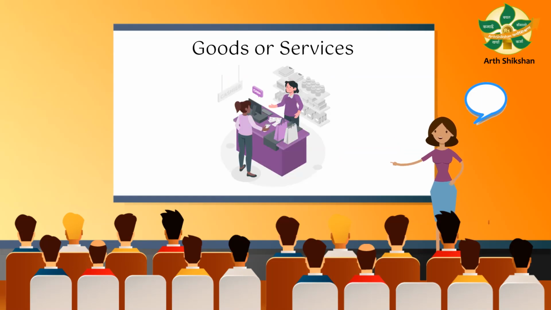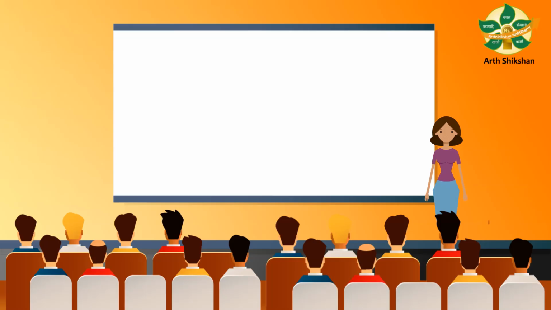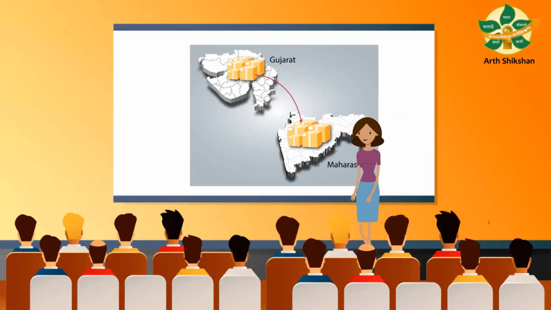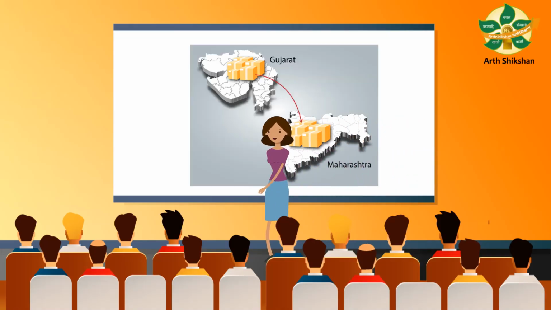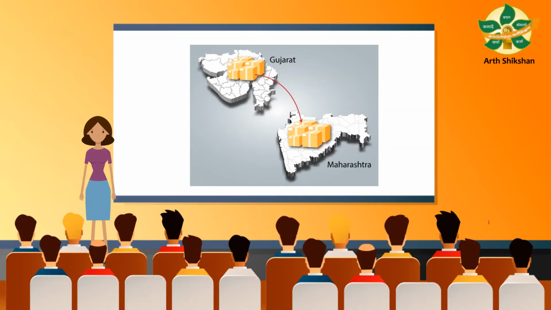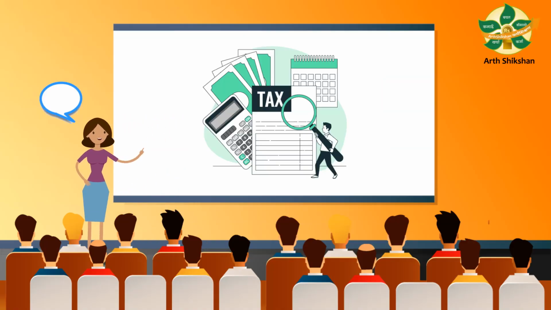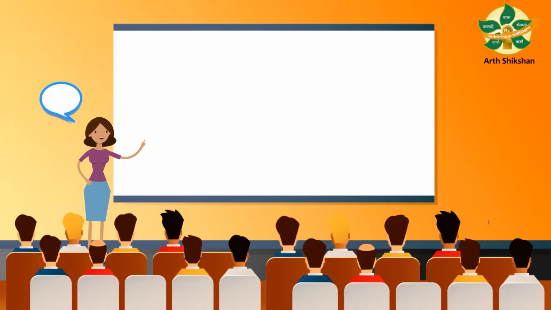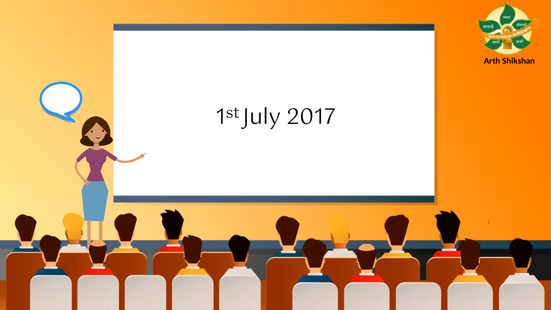GST is levied at the point of consumption of goods or services. That is the reason GST is a destination tax. For instance, if a product is manufactured in Gujarat and is sold to an end consumer in Maharashtra, then GST will be levied and collected by the government of Maharashtra and not Gujarat. GST was implemented across India on 1st of July 2017.